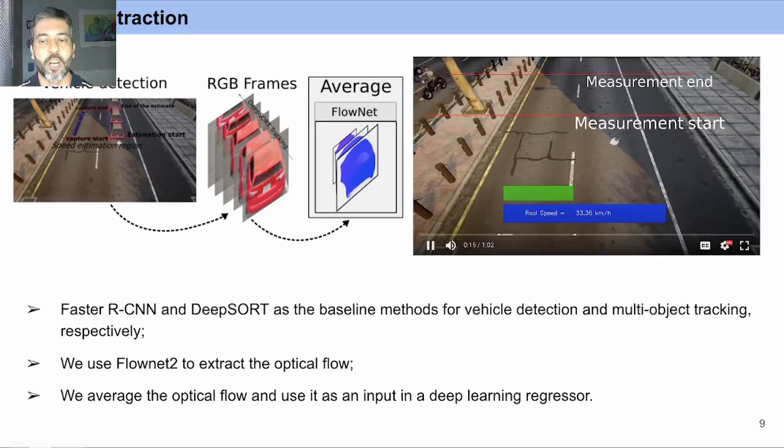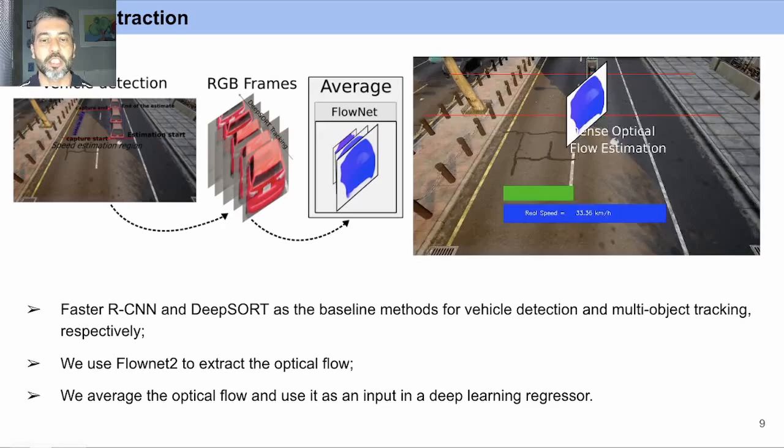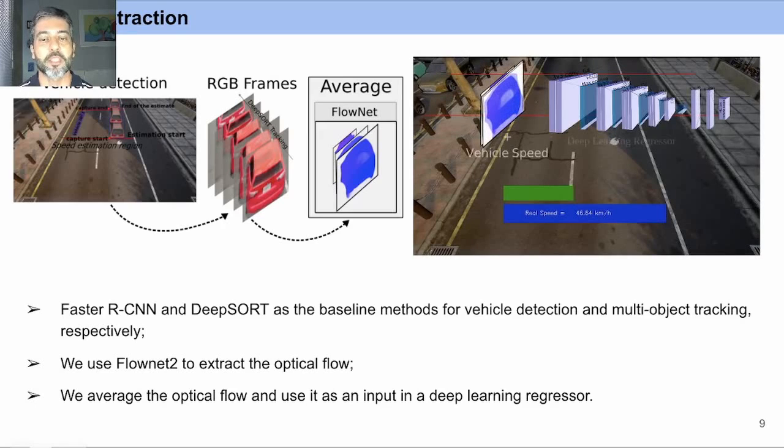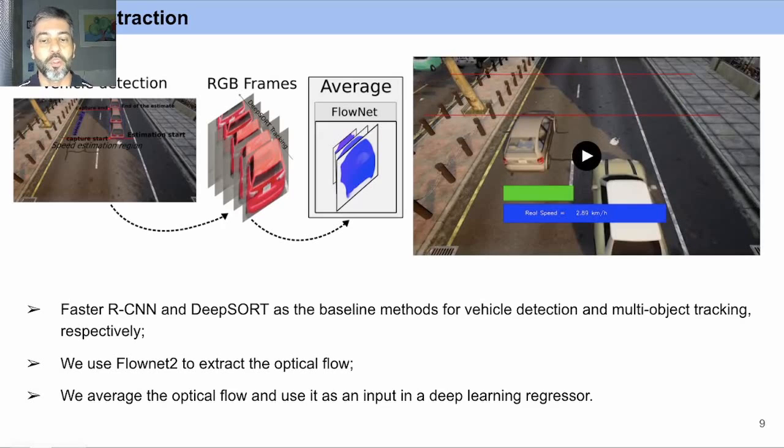We extracted the optical flow information using a state-of-the-art neural network called FlowNet2. After obtaining the motion data, we averaged the optical flow tracked within the speed measurement region. The result of this average will be used as an input to our deep learning regressor.